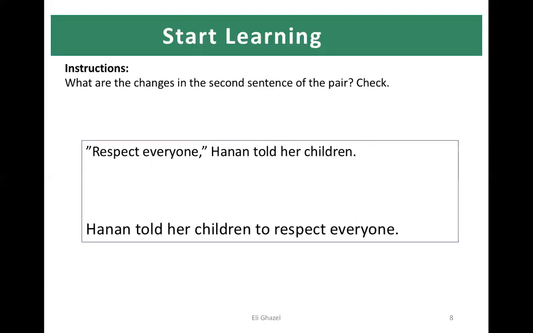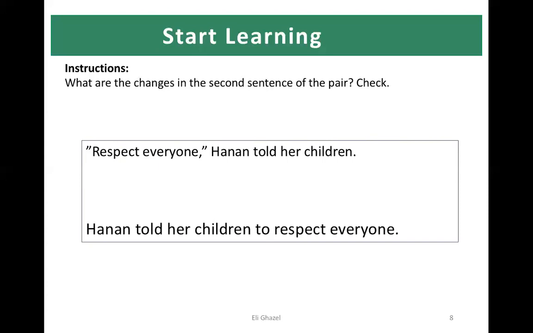Like, for example, we subtly said, respect everyone, Hanan told her children. So that's a kind of subtle message. There is no need to focus and spend class time trying to preach about it. It's subtle, it's peripheral. It will go in most of the time.